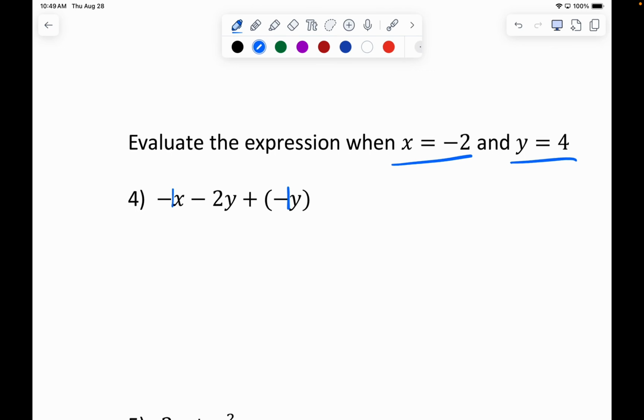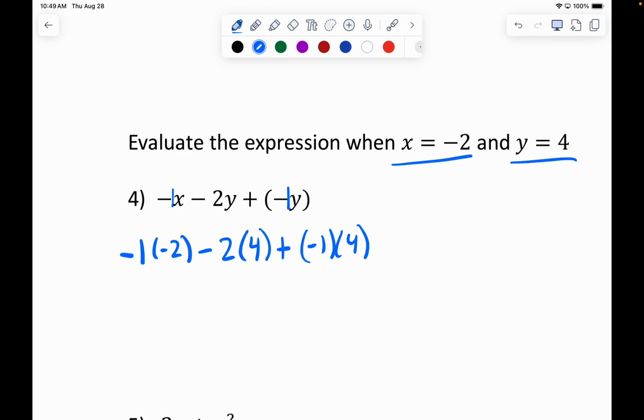So here's what it's going to look like when I plug in my numbers. I'm going to say -1, and then x is -2. So it's -1 times -2, -2 times 4, plus, and again, -1, and then y is 4. I like to put that -1 in front of the variable when I see that negative sign in front, just to remind myself that means -1 times that number.